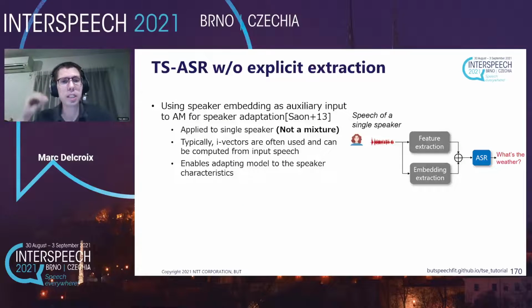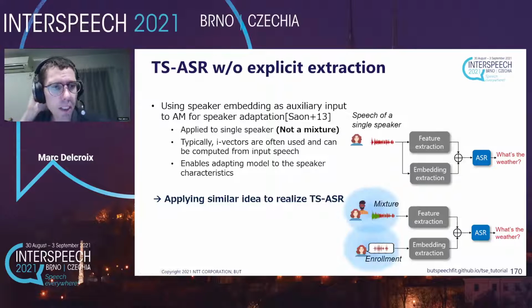So this is actually related to relatively older work on speaker adaptation of acoustic models. One common approach to do speaker adaptation is to add to the input of an acoustic model or ASR model a speaker embedding, typically an i-vector, that will represent the voice characteristics of the speaker. And this enables adapting the ASR model to the voice of the input speaker. And these studies usually assume that there is only a single speaker at the input. And in this case, the speaker embedding can be computed directly from the input speech.